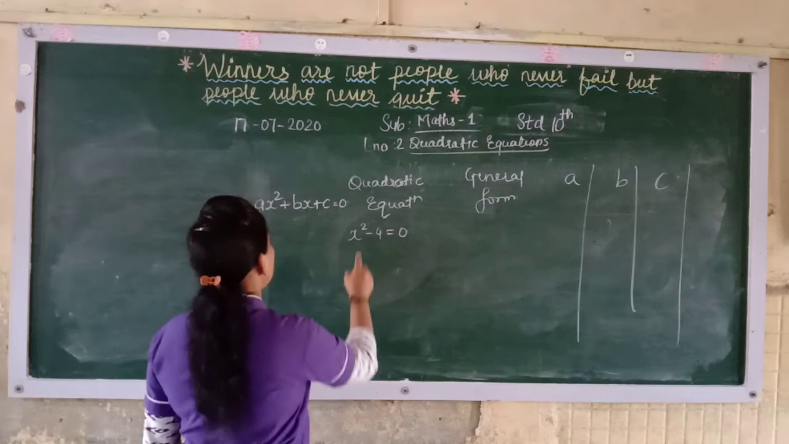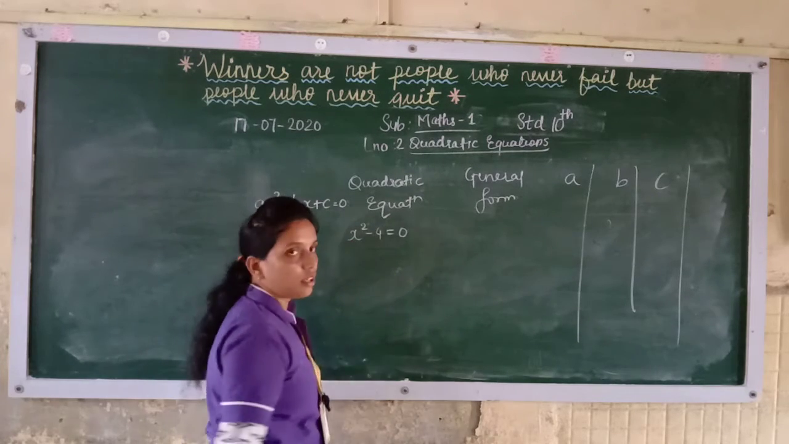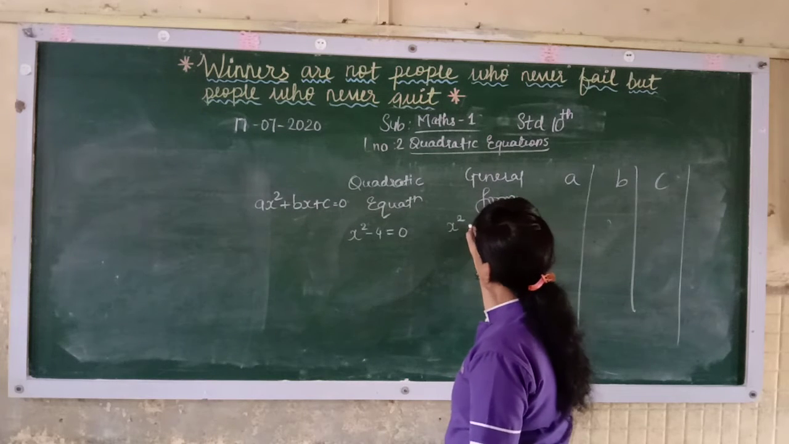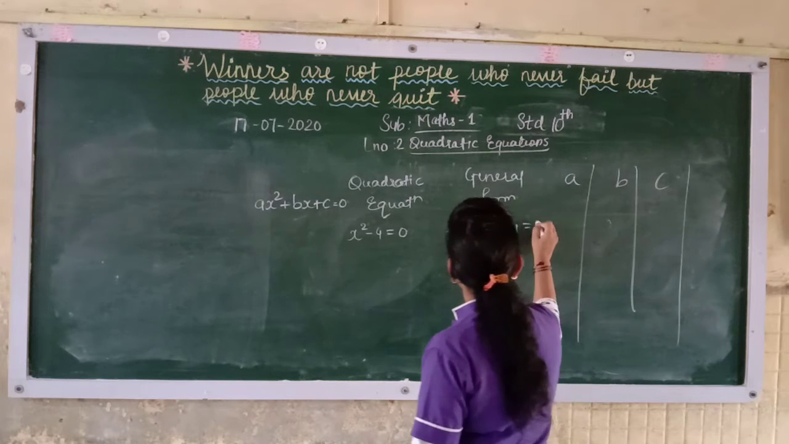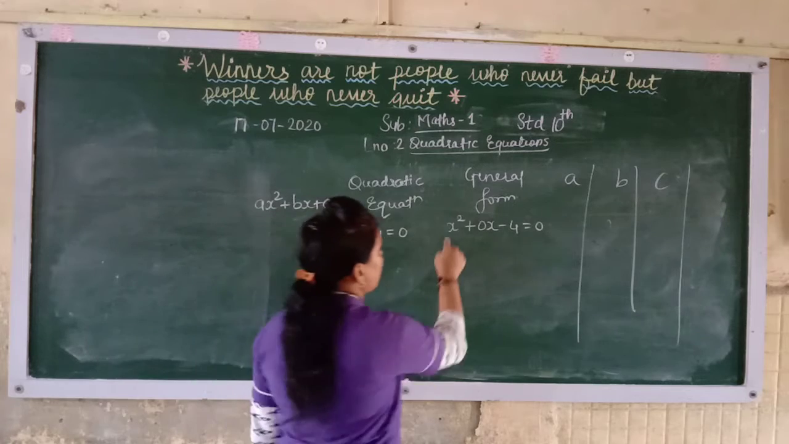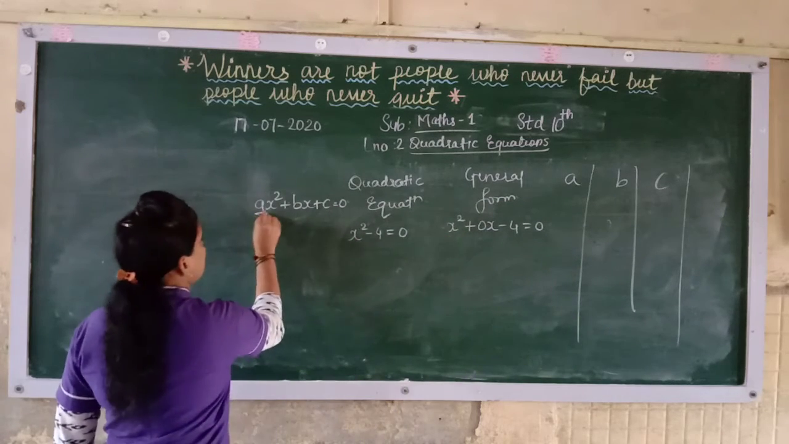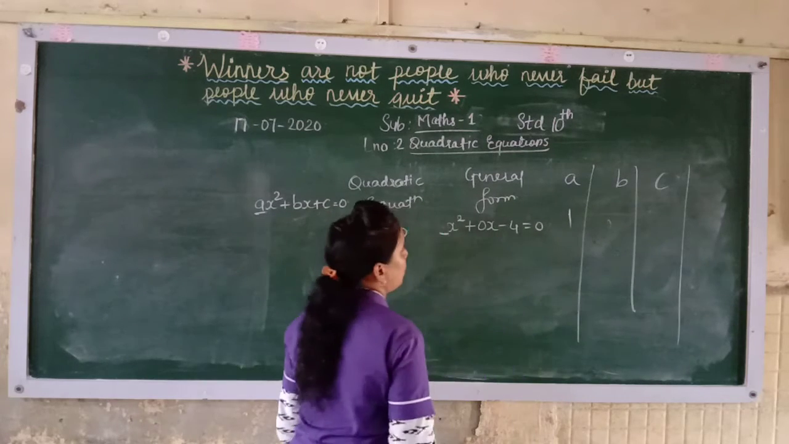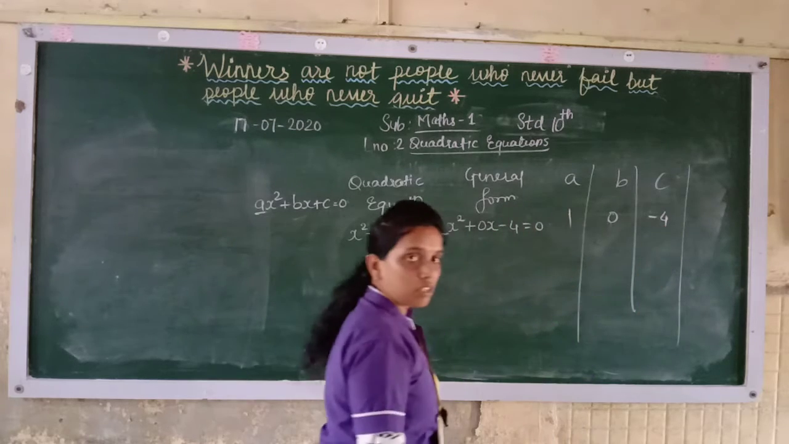You will compare with this. If you see over here, this x term is not there. X square is there and a constant number is there. So you can write this as x square plus 0x minus 4 equal to 0. Now you can write the coefficients over here for x. A, this is a. When you compare with this, here nothing is there, so 1 is there. So here you will get 1. B is 0 and C is minus 4.